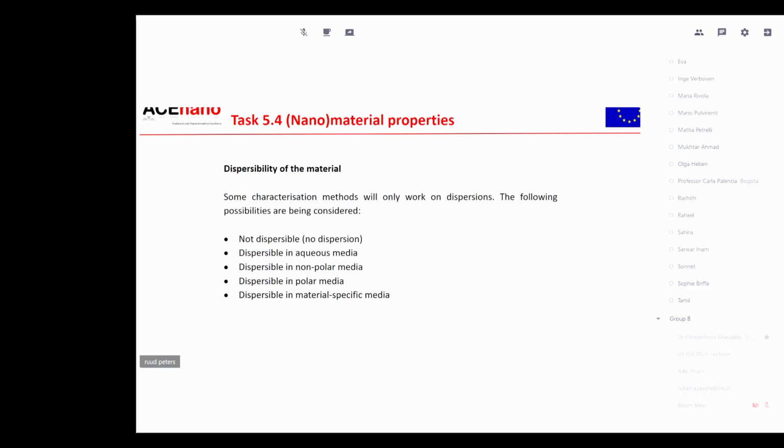The second nanomaterial property is the dispersibility of the material. Some characteristics will only work on dispersions, and the following dispersions or dispersibilities are being considered. It may be that the material is not dispersible at all, so in that case only BET and XRD, for instance, would be working. But it can be dispersible also in aqueous media or non-polar media or polar media, or perhaps even in a material-specific media. Everything we know about this is being used to select the best method to determine these particles.